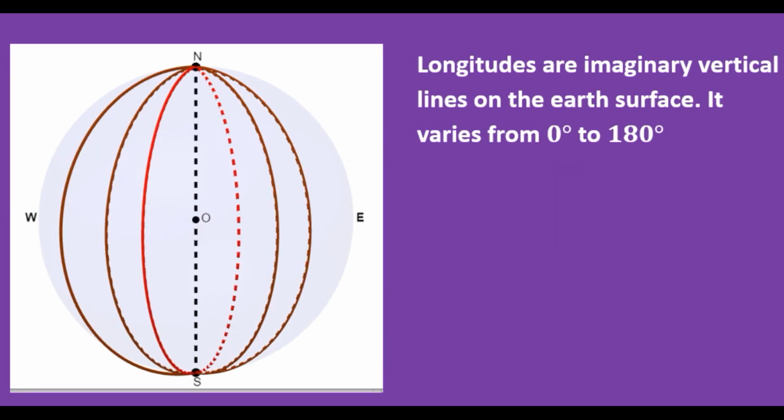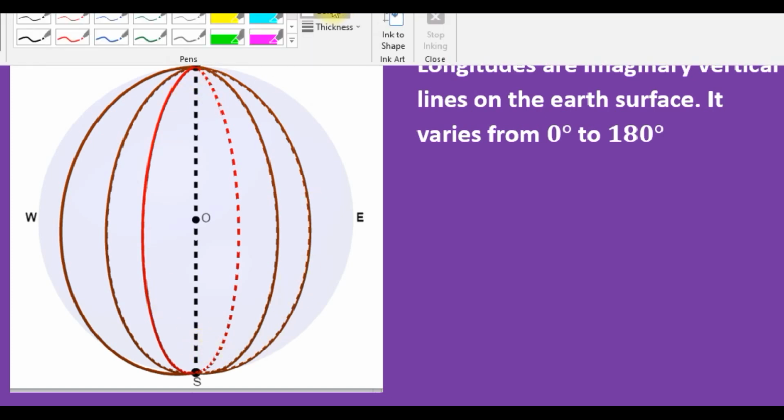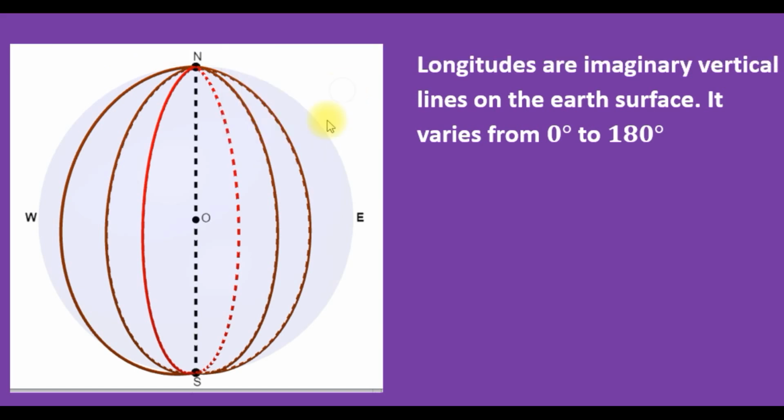Longitudes are imaginary vertical lines on the Earth's surface. It varies from 0 to 180. So as you can see, like the former one, the latitude runs from equator to north or south, but this runs from what we call the prime meridian. That's longitude 0. So let's use this red one.